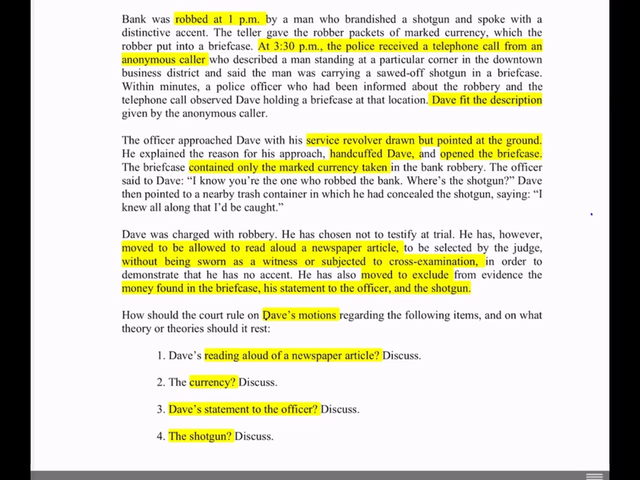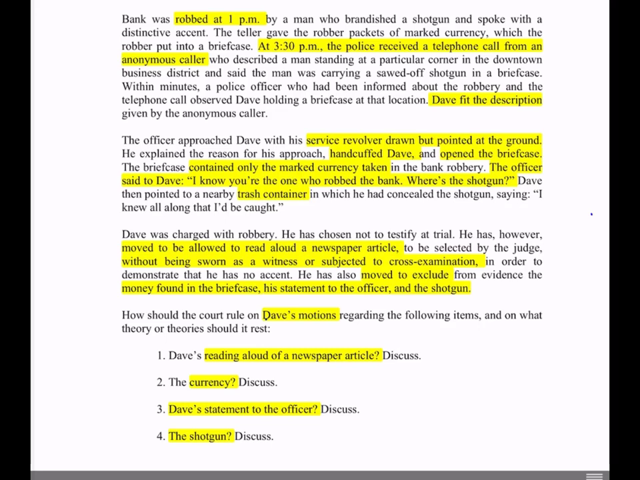The officer said to Dave, "I know you're the one who robbed the bank." So is that an interrogation? Where's the shotgun? Yeah, that goes to whether there's an interrogation here. Dave then pointed to a nearby trash container in which he had concealed the shotgun, saying, "I knew all along that I'd be caught." So that's Dave's statement to the officer.